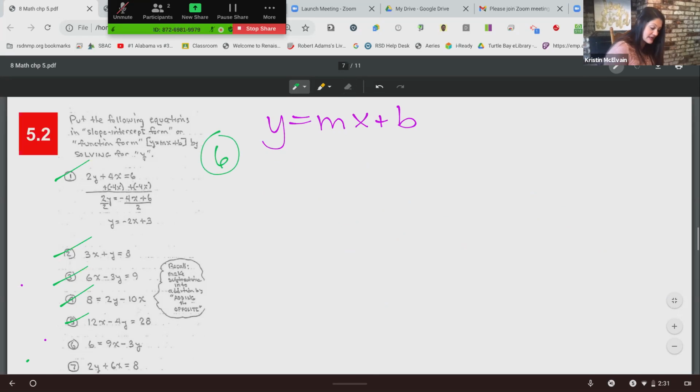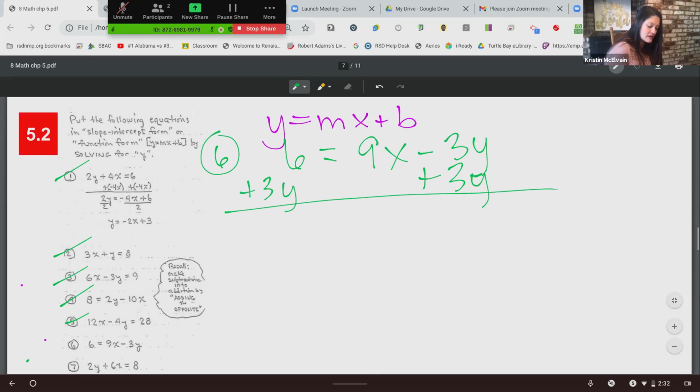Oh, it's going to try and trick me again. 6 equals 9x minus 3y. So here I could flip it around, but here's what I notice. I notice I have a negative 3y, and I know to move that to the other side, I add the opposite. So let me show you how to do it without flip-flopping the equation. So I know that I want my y on the left-hand side, so I'm going to add the opposite to both sides. That gives me 3y plus 6 equals 9x.